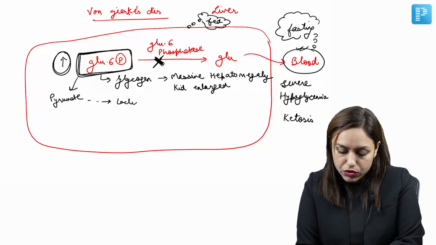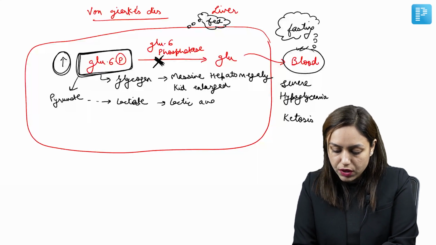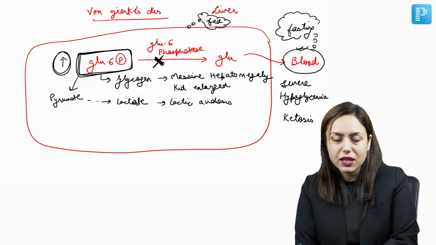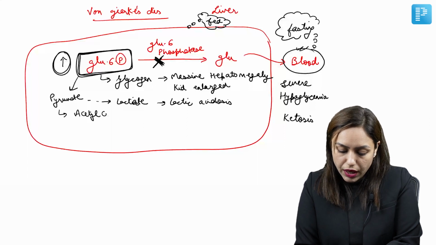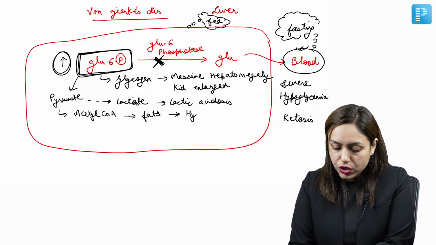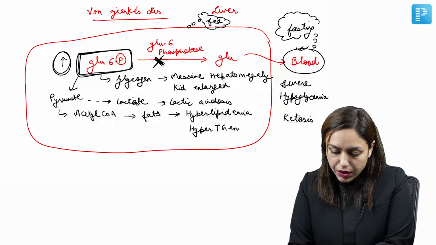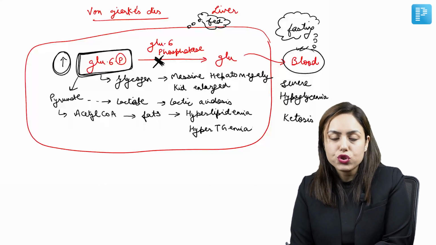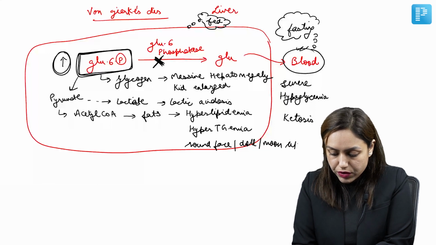Then excess glucose will be going into glycolysis also, making lots of pyruvate. Pyruvate will make lots of lactate. So this will lead to lactic acidosis in these patients. Excess lactate leading to lactic acidosis. Then pyruvate will be converted to acetyl-CoA. Acetyl-CoA will make fats, and excess fat formation in these patients will lead to hyperlipidemia, hypertriglyceridemia, and due to fat deposition, the affected children have a round face, which is called doll-like or moon-like face.